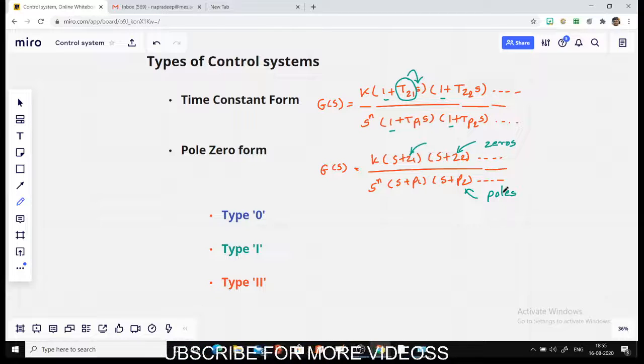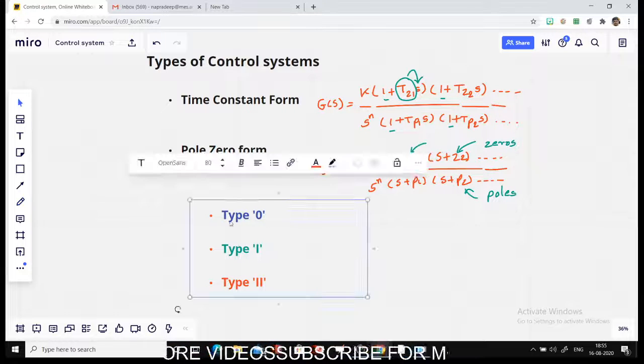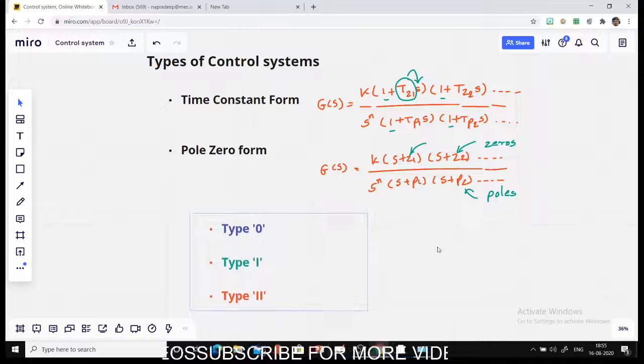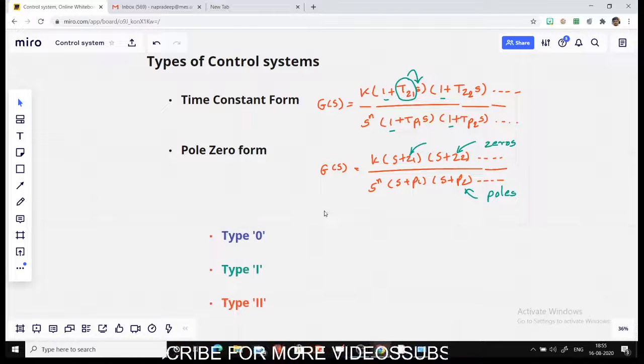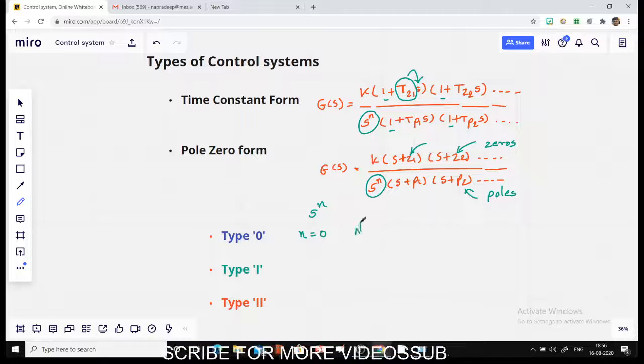Now depending upon these two forms, you will get type 0 system, type 1 system, and type 2 system. Now let us understand how these systems are defined. These systems are defined on the function called s raised to n. From both forms, this depends on s raised to n. If n is equal to 0, that means no integral term in the denominator, then that is called type 0 system.